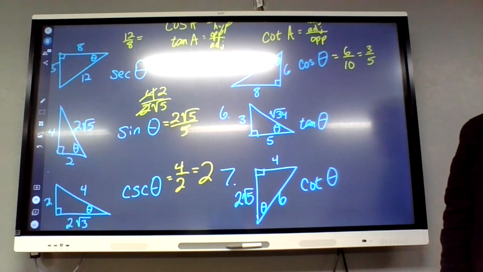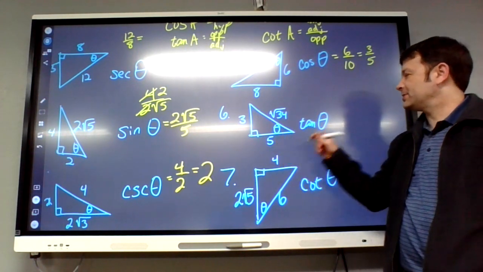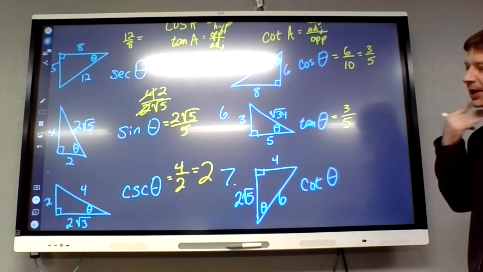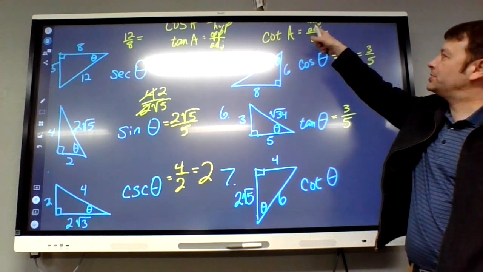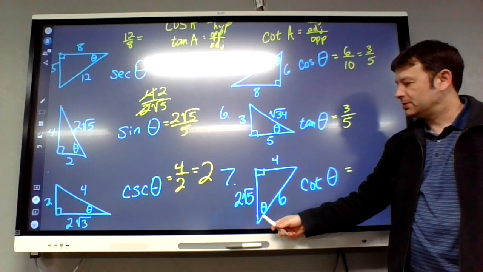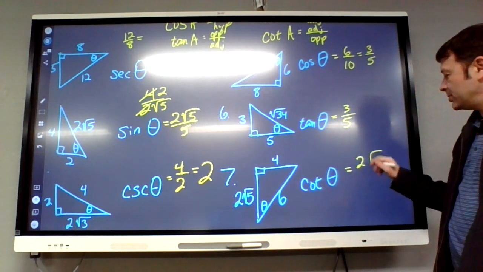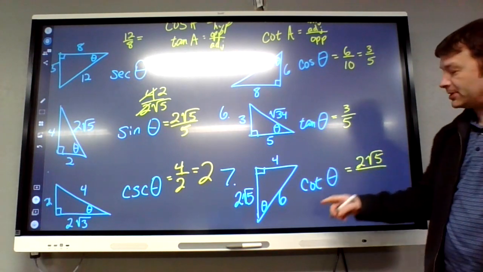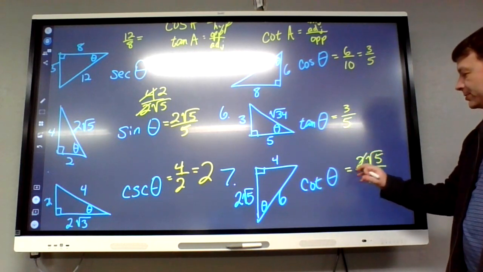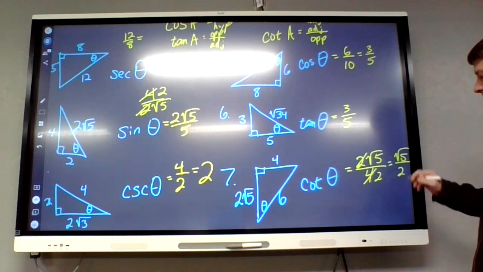Okay, what's tangent tell us? Opposite over adjacent. What's opposite? What's adjacent? And cotangent's right there. Adjacent over opposite. So what is adjacent to theta? 2 square root of 5. And what is opposite? 4. Okay, on this one, the 2 and the 4 will reduce. So it's square root of 5.